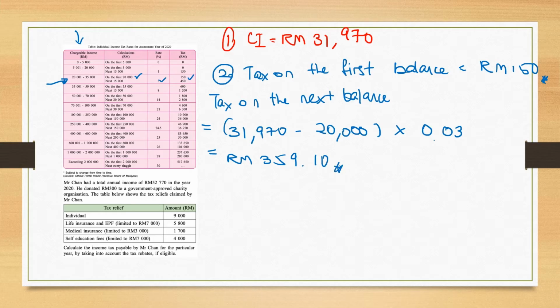Similar questions will do the same thing. You first calculate your tax on the first balance. For example, if your figure in another question is this, then the tax on the first balance will be 0 ringgit. And then the second step, tax on the next balance, is your figure minus this particular 5,000 times the 1% tax rate. For another type of question, it's a very similar way as well. Just do the same steps accordingly. Now, tax rebate. We have to look at tax rebate now.